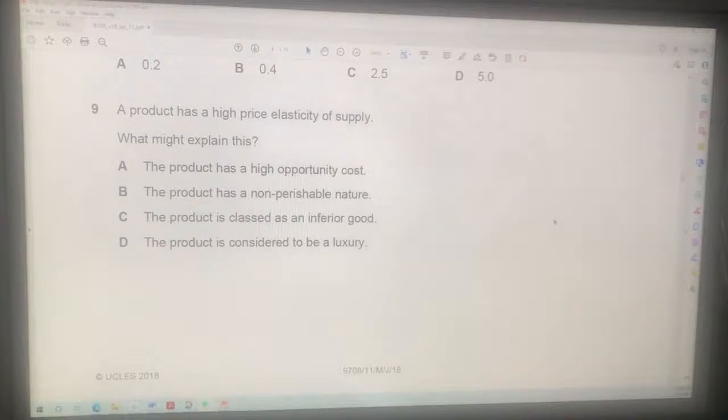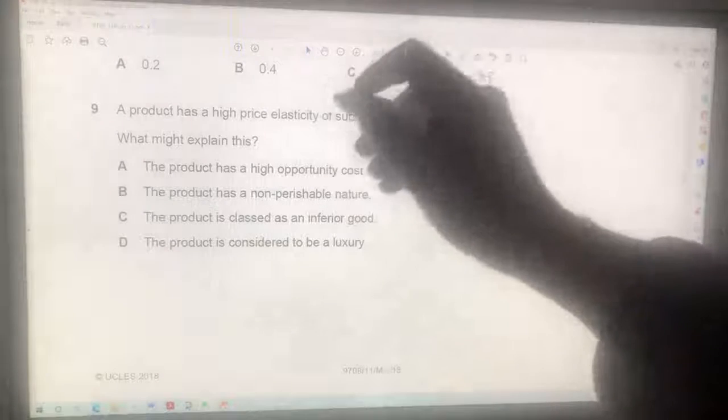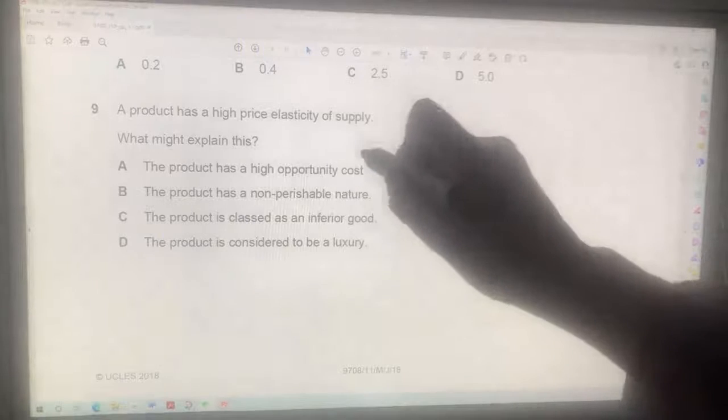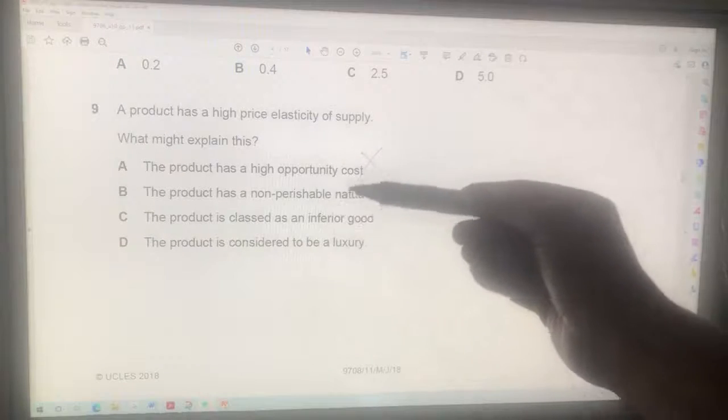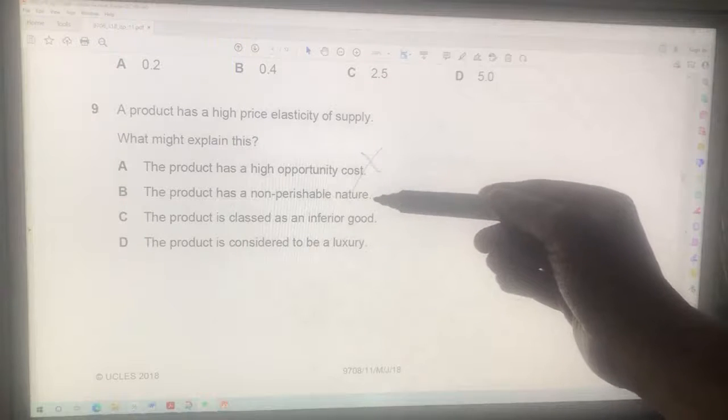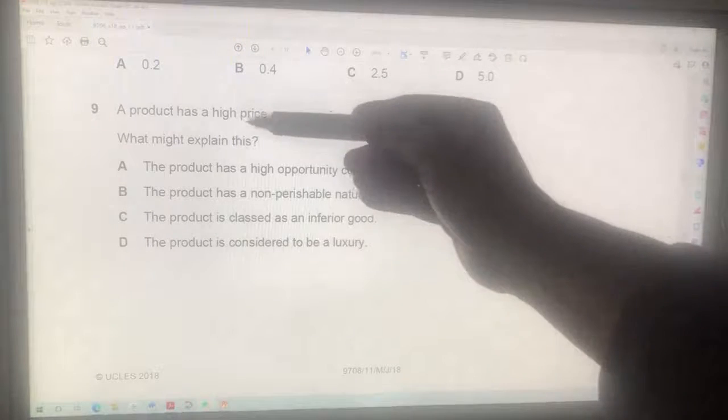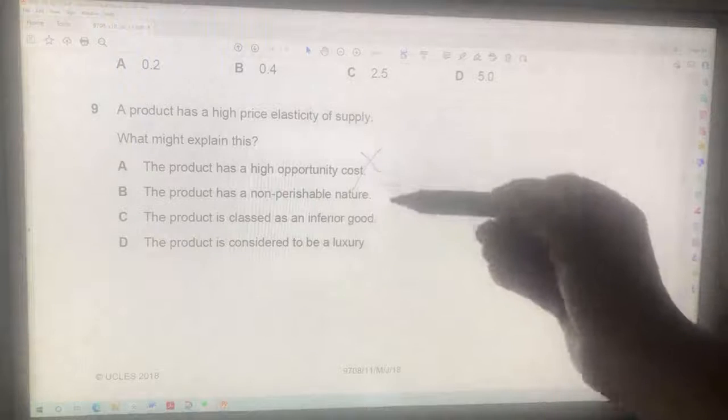Question 9 says a product has a high price elasticity of supply. What might explain this? Let's see. A says the product has a high opportunity cost. No, that doesn't affect the elasticity of supply. So, not A. B, the product has a non-perishable nature. Yes, and it has a high price elasticity of supply.